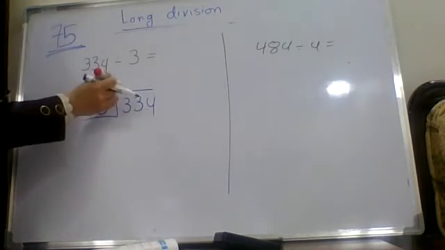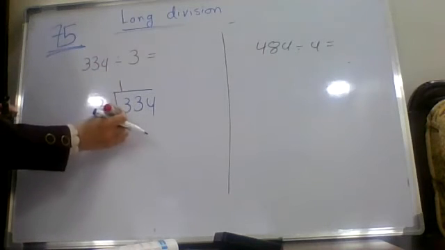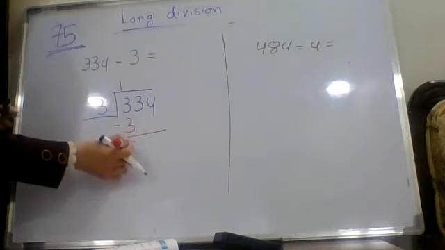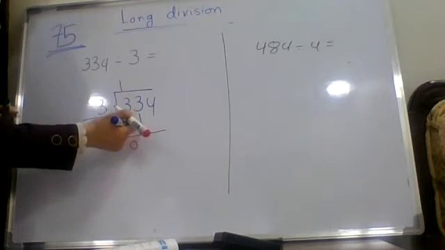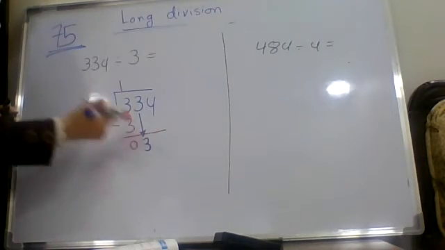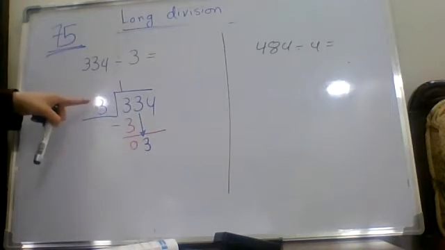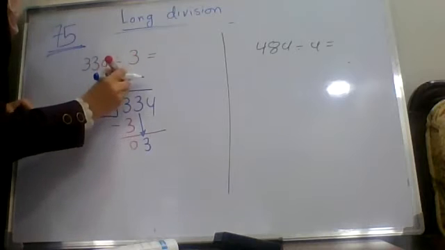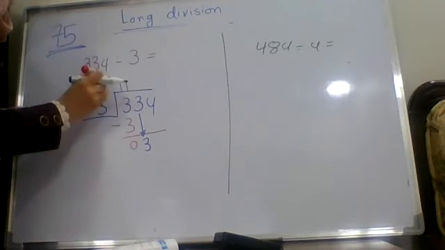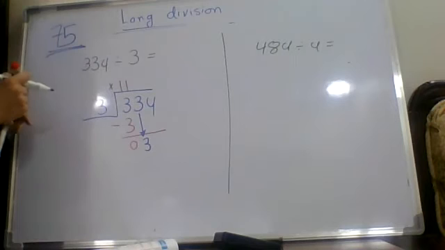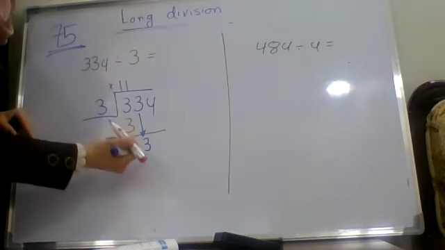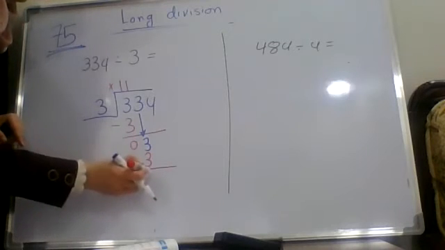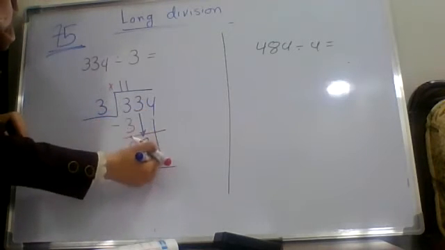The first one is 3. How many 3? I have 1. 1 times 3 equals 3. Take away 3, 3 take away 3 equals 0. Put the 3 down. How many 3 inside this 3? I have 1. So I write 1 on the top, and I multiply it. 1 times 3 equals 3. Subtract it, it equals 0. Then put the 4 down.